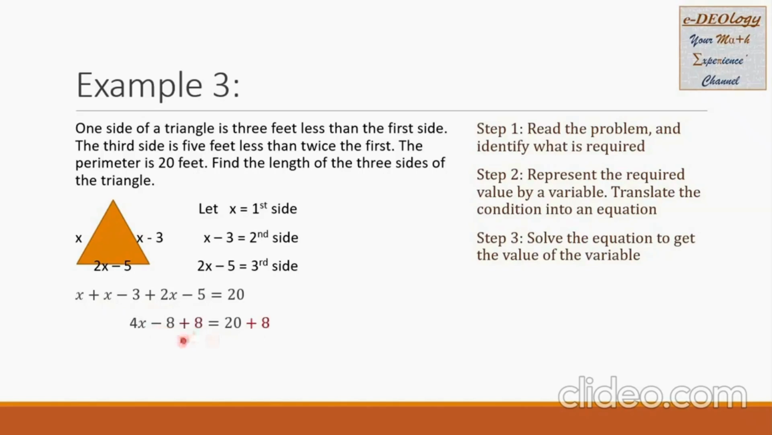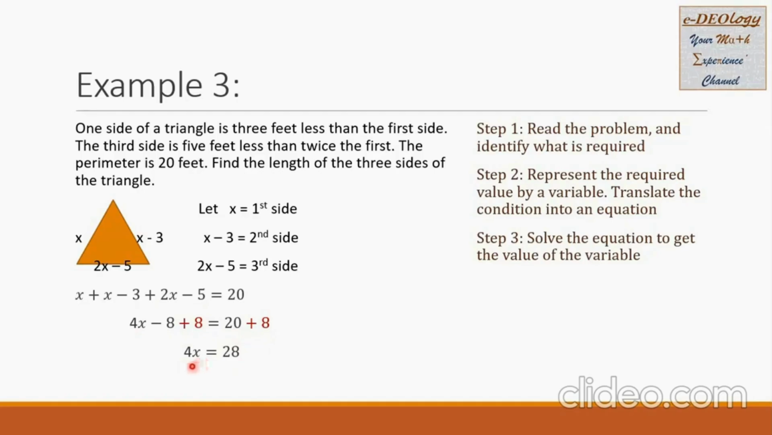So plus 8 is added on the left side, also on the right side. So the negative 8 plus 8 becomes 0. Only the 4x comes down, equals 20 plus 8 is 28.